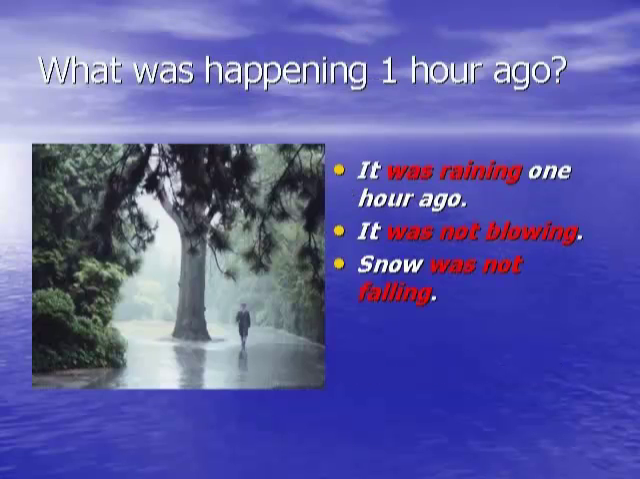Let us see a few examples. What was happening 1 hour ago? Just keep in your mind that this picture was made 1 hour ago. It was raining 1 hour ago. Just you can see in the picture. It was not blowing. Snow was not falling. You can see in the picture that snow is not falling and it is not blowing. And keep in your mind that the picture was made 1 hour ago. So you can say that it was raining 1 hour ago, it was not blowing, snow was not falling.